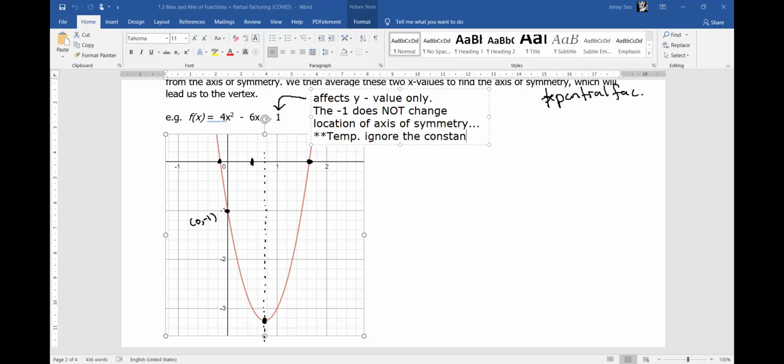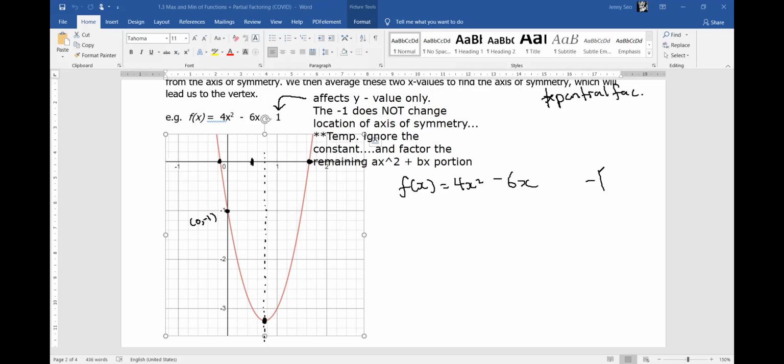ignore the constant, whether it's a -1, -2, I don't care. Ignore the constant and factor the remaining x squared plus x portion, the ax squared plus bx portion. Take a look at what I'm going to do. It's going to be interesting. And this is why it's called partial factoring, you'll see. So I'm going to pretend this -1 is not there for now.